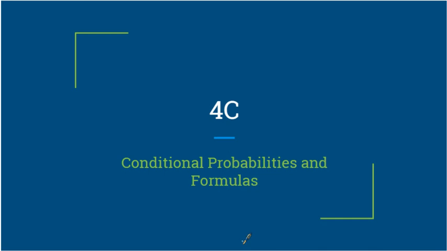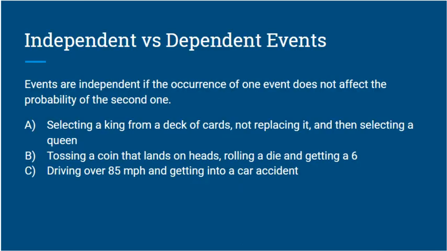For C, we're going to look at conditional probabilities and some formulas to calculate different probabilities. So, first thing, deciding whether an event is independent or dependent. They are independent if one of them does not affect the other. Okay, so we have some examples here.